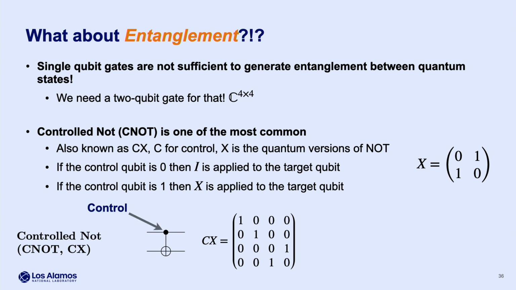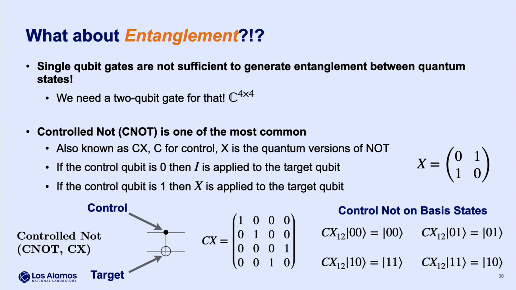If the control qubit, which is the small black dot, is in the 0 state, this gate will apply an identity matrix to the target qubit. If the first qubit is a 1, it will apply an X gate, so flip the state of the second qubit. So now you can kind of imagine why it's called controlled NOT. If you look at it just on the basis vectors, it has the effect of NOTting the second qubit, but only if the first one is 1.